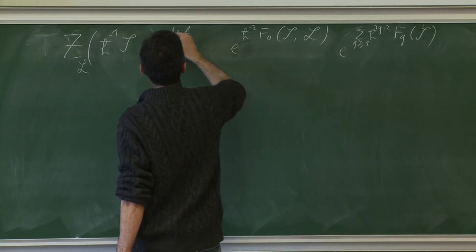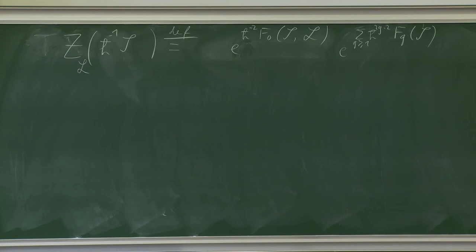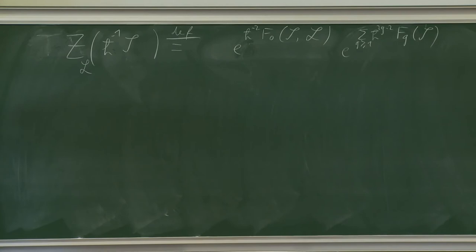It's really h bar to the minus 2. The Baker-Akhiezer function would start with h bar to the minus 1. But this is the partition function, not the wave function. The wave function is closely related to that, and it will start with an h bar to the minus 1. But this is an h bar to the minus 2. So this is the definition.